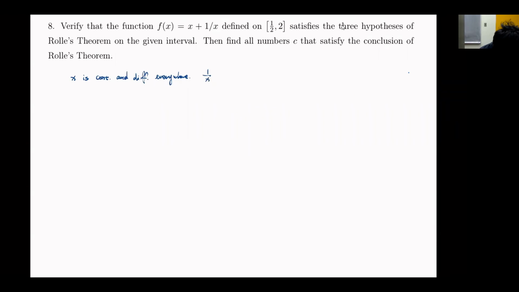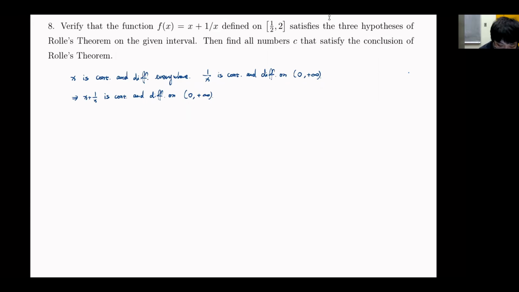And 1 over x is continuous and differentiable on, well, 0 to infinity. Because we know that any interval inside the domain of this function will make the function continuous and differentiable as well. So this will tell me that x plus 1 over x as a function is continuous and differentiable on the large interval 0 to infinity.